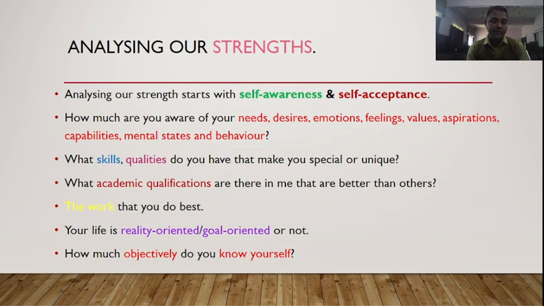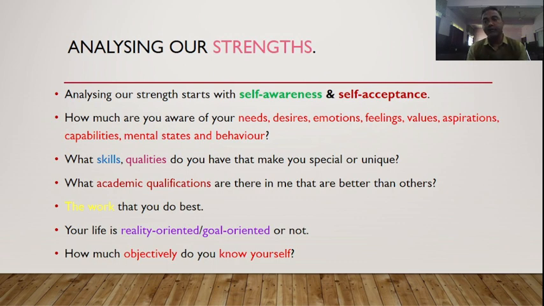Then capabilities. Capabilities means practical qualities. What are you capable of? What are you practically capable of? So you be aware of your capabilities. Then mental states. Means how is your mind at present? What is the state of your mind, or what are the different states of your mind? Means whether you are good at concentration or not, whether you have a good grasping power or not, whether you observe things very well or not. So this is called mental states.